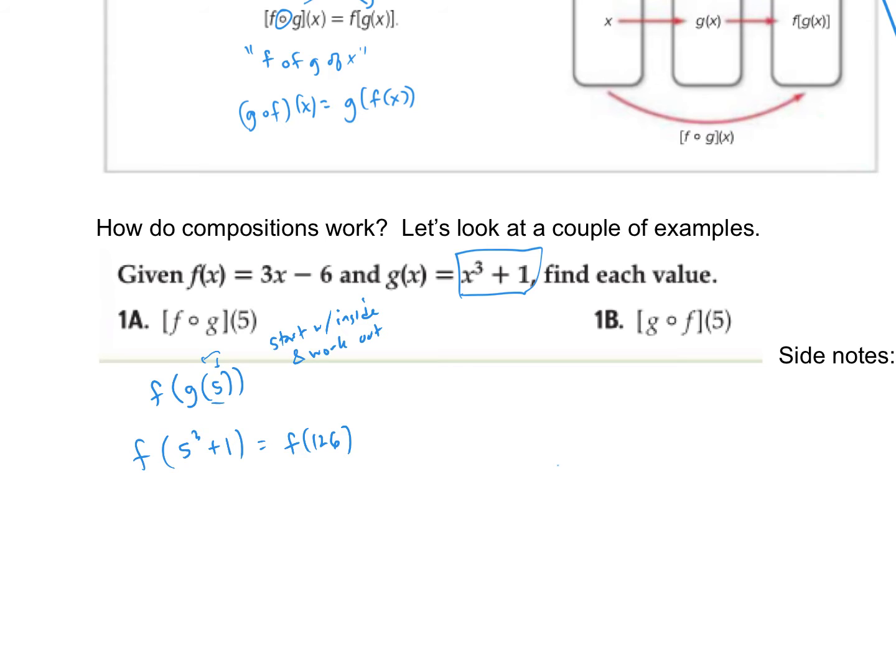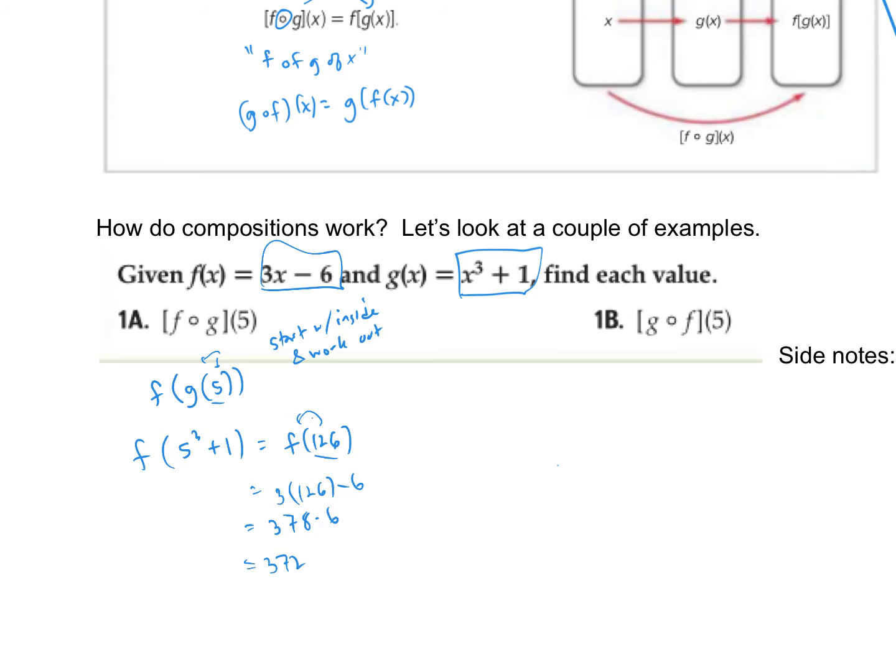So then I'm going to take that number, 126, and I'm going to plug it into f. Well, f is 3x minus 6. So I believe that's 378 minus 6. So 372.